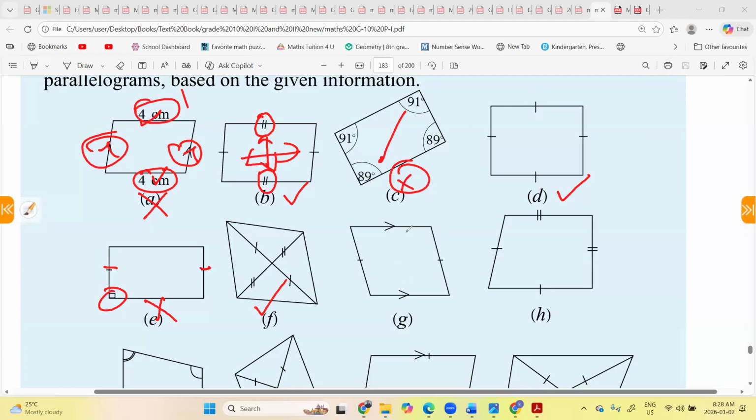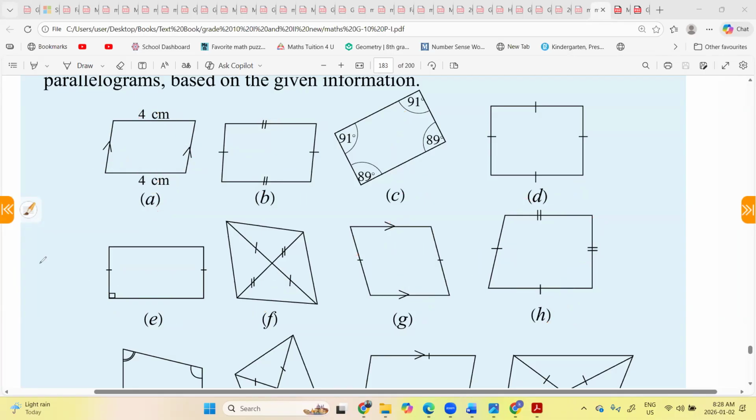In G, one pair of opposite sides is equal, one pair is parallel. Not a parallelogram. Here, adjacent sides are equal. So that is not a parallelogram. Okay, A is not a parallelogram, B is a parallelogram, C is not, D is a parallelogram, E is not a parallelogram, F is a parallelogram, G not a parallelogram, H not a parallelogram. Right, next.